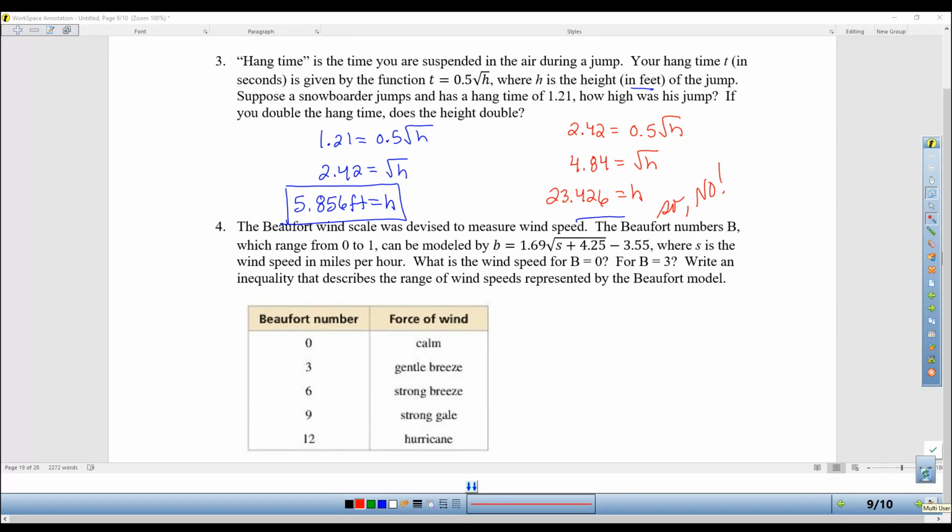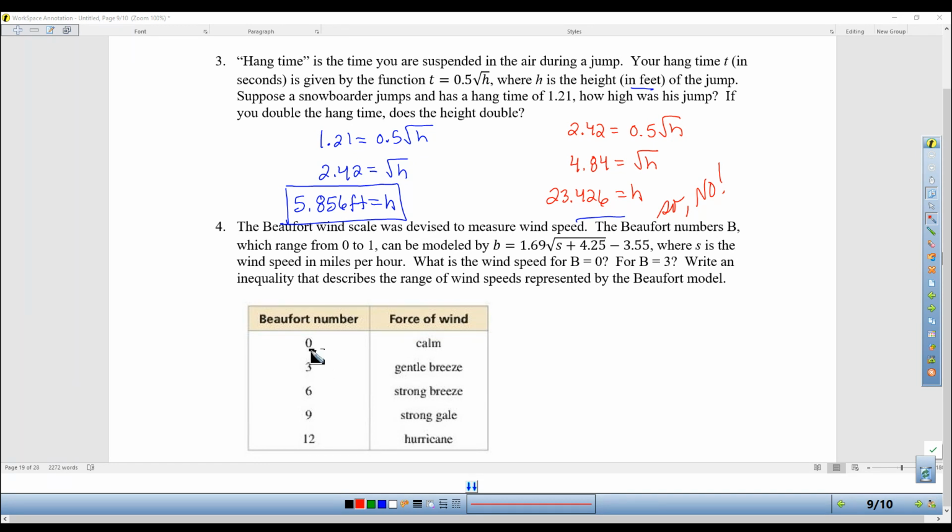The Beaufort scale, I do not know if I pronounced that right. The Beaufort wind scale was devised to measure wind speed. The Beaufort numbers, b, which range from 0 to 12, can be modeled by the given equation. What is the wind speed for b equal to 0, or for b equal to 3? And then write an inequality that describes the range of wind speeds represented by the Beaufort model.